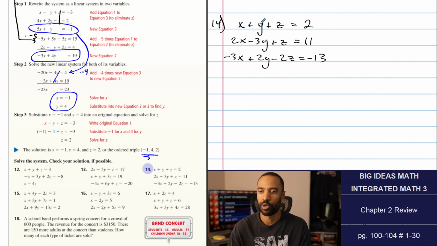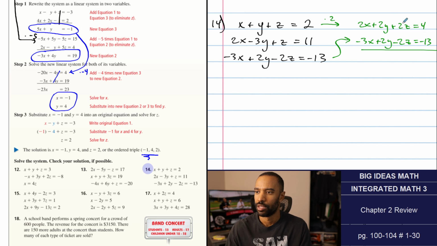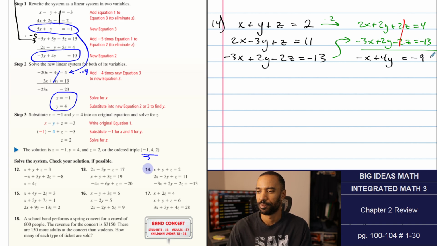If I multiply the top equation, like this one and this one, I can eliminate them with the bottom equation, just like that for each of them. So I can multiply the top equation by 2, and I'll get 2x plus 2y plus 2z equals 4. Merge with the bottom equation here, just keep it the same: negative 3x plus 2y minus 2z equals negative 13. The z's will go away here. So z's are gone, and we're left with negative x plus 4y equals negative 9.